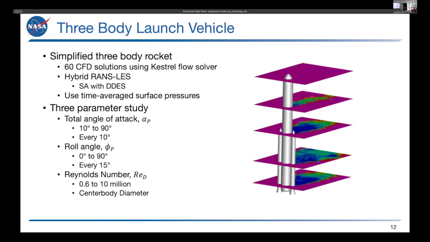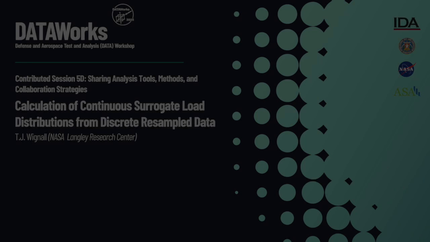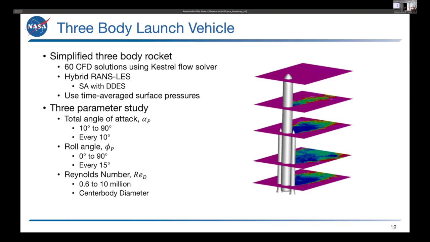To switch it up, we did a more complicated problem. This is a 3-body launch vehicle, a simplified rocket that looks a lot like SLS, but without any of the cool perturbations and with a lot nicer round values for the vehicle. Here we're using 60 CFD solutions using the Kestrel flow solver. This was our entire computational budget of the campaign, and so we don't really have a lot of evaluation points that we held out, and that's why we've been looking at resampling methods, because these cases are relatively expensive. And so we want to use every single data point we have.